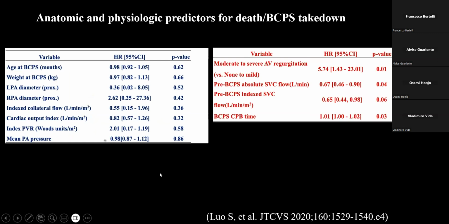And this is the anatomic and physiologic predictors for death and BCPS takedown. Moderate or severe AV valve regurgitation came out as quite significant, and SVC flow pre-BCPS, although the hazard ratio is relatively small, came out as significant.